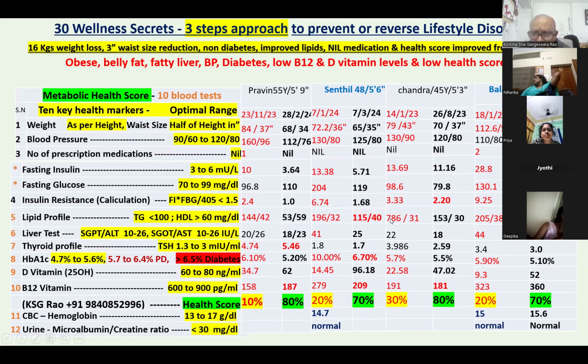Look at this person. His triglycerides were 786, very, very high. They came down to 153 in a matter of 7 months. And look at this gentleman. He has lost almost 20 kg.